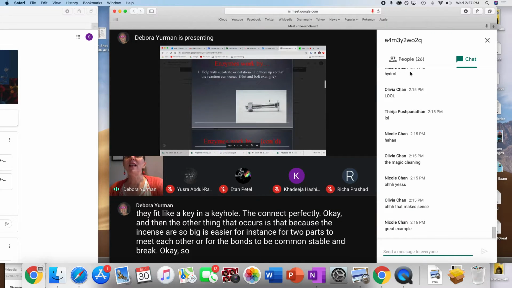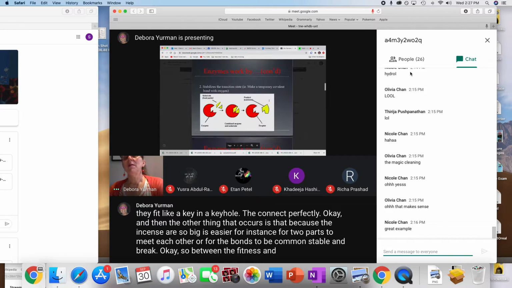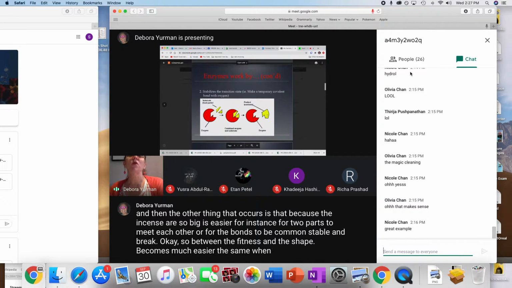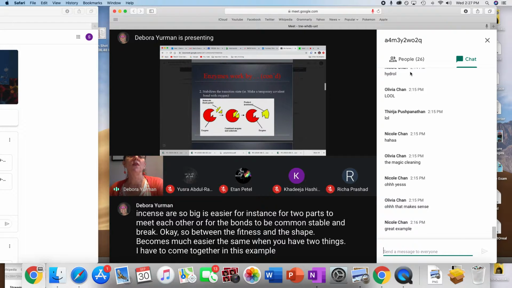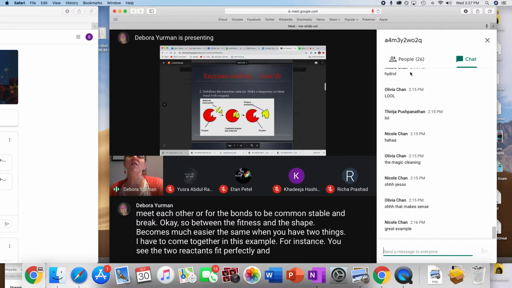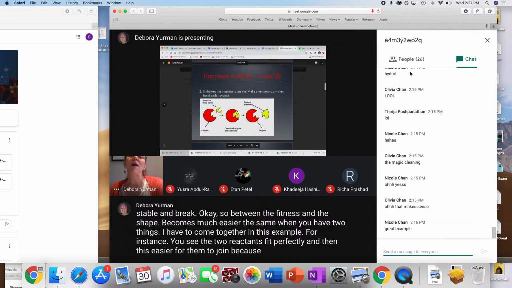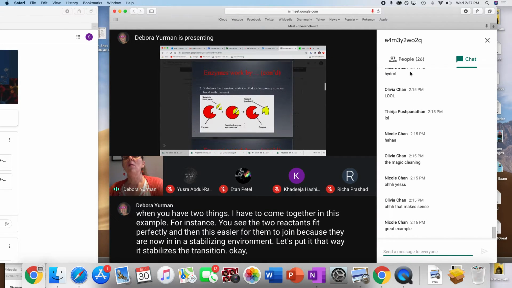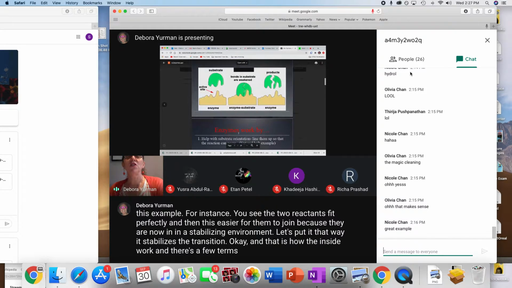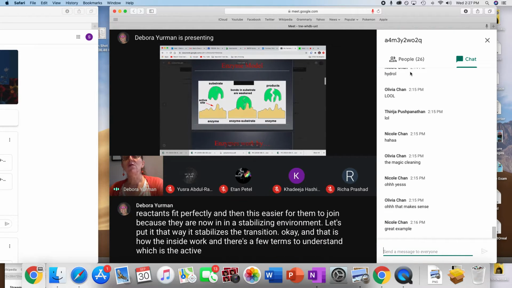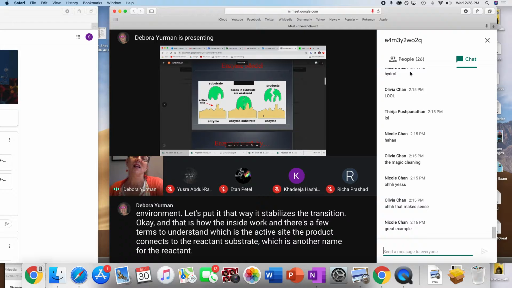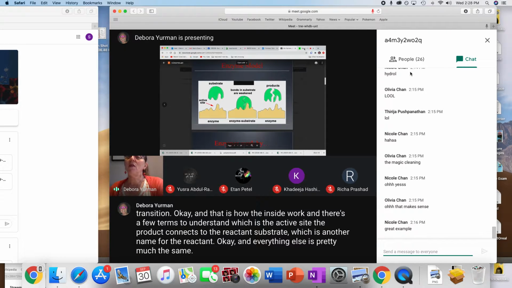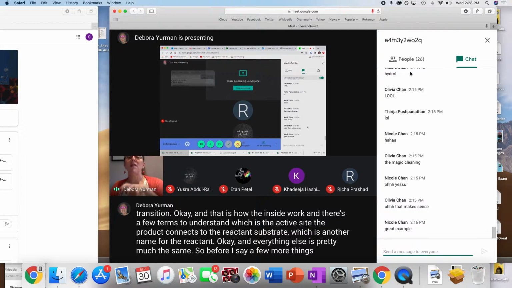Okay, so between the fit and the shape, it becomes much easier. The same when you have two things that have to come together. In this example, you see the two reactants fit perfectly, and then it's easier for them to join because they are now in a stabilizing environment, let's put it that way. It stabilizes the transition. Okay, and that is how the enzyme works. And there are a few terms to understand, which is the active site, the part that connects to the reactant, the substrate, which is another name for the reactant, and everything else is pretty much the same. So before I say a few more things, any questions about the enzyme and how it works?